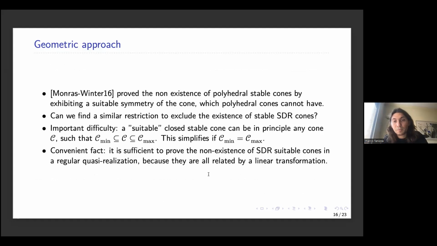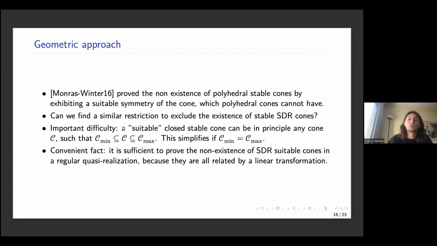So the approach based on the spectral properties of the map does not go anywhere in this case. So we set out to follow the other approach, which is a more geometric approach, which was used by Monras and Winter to prove the separation between classical and quantum models. There, they proved the non-existence of polyhedral stable cones by exhibiting a suitable symmetry that the cone must respect, but which polyhedral cones cannot have. So the question is if we can find a similar restriction to exclude the existence of stable SDP cones in some quasi-realizations of some process.